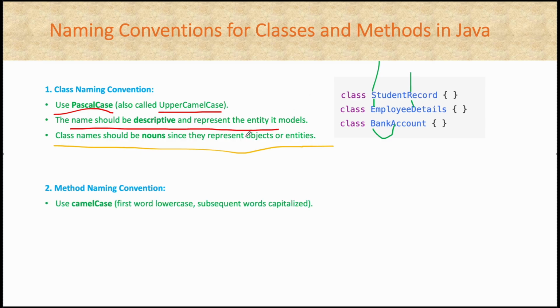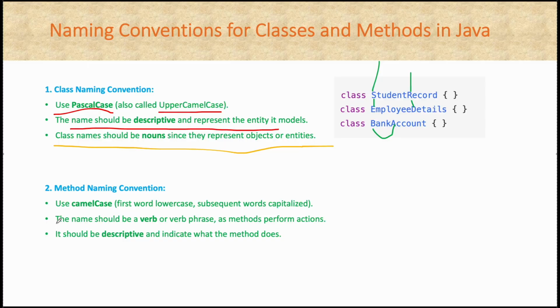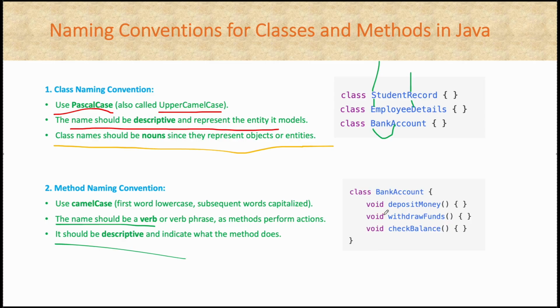Method naming convention. Use camel case. The name should be a verb, because a method is going to do something. That's why it is a verb. It should be descriptive, same as the class. By only seeing the name of the method, the programmers will understand what it is going to do. That is called descriptive. Now, look at the method name. The first letter of the first word is in small, and the first letters of all the remaining words are in capital.